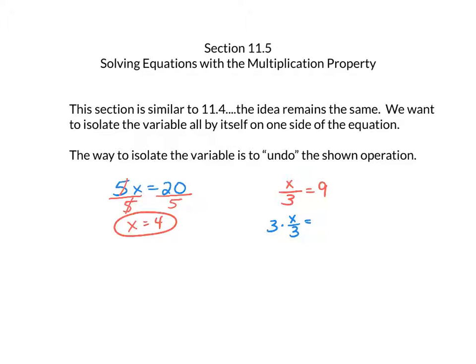If I have to do that on the left-hand side, I'm going to have to multiply the right-hand side by 3. Now, what I have here is a fraction 3 over 1 times x over 3. The 3's just cancel, and I am left with x on the left-hand side. 9 times 3 gives me 27. So the final answer to this is x is equal to 27.